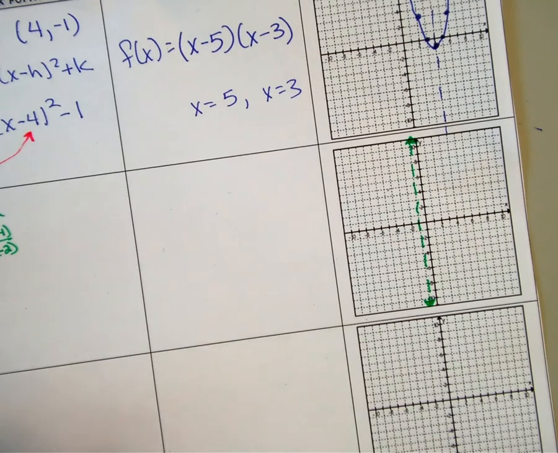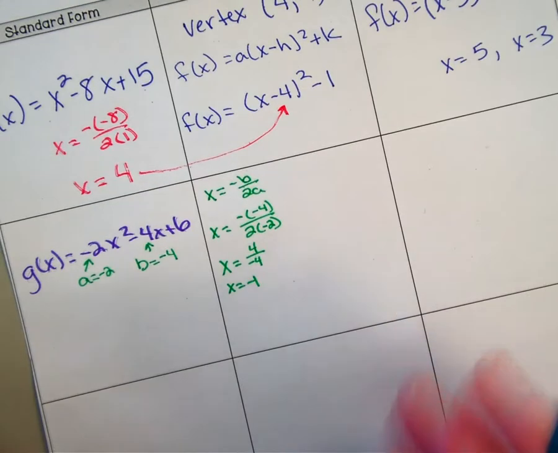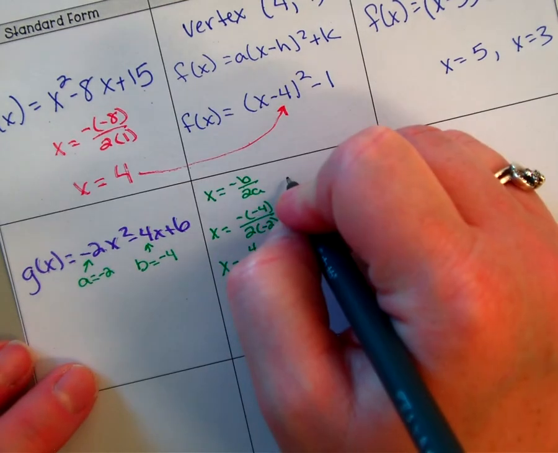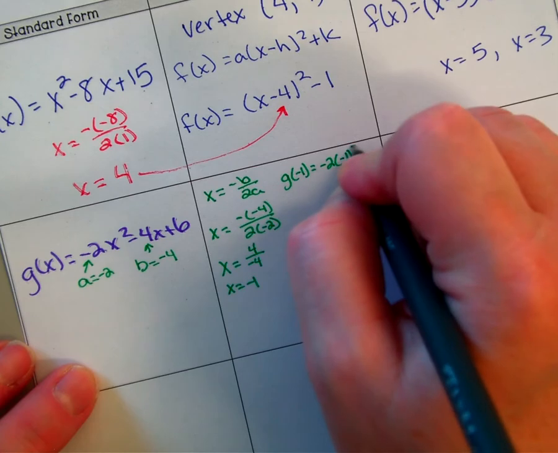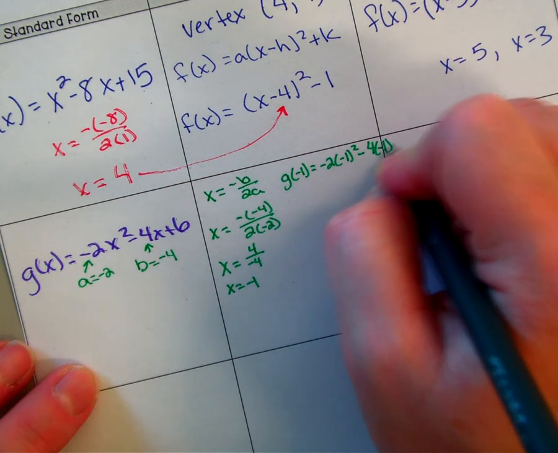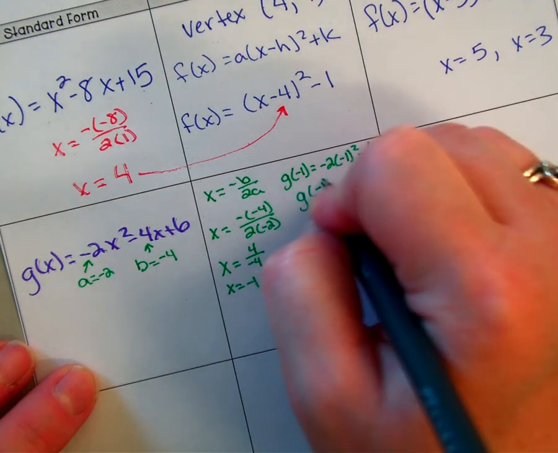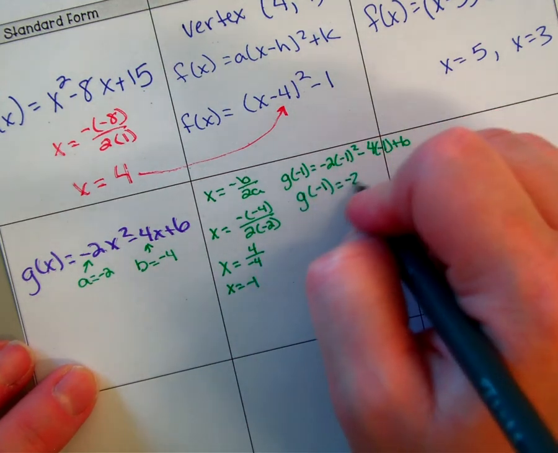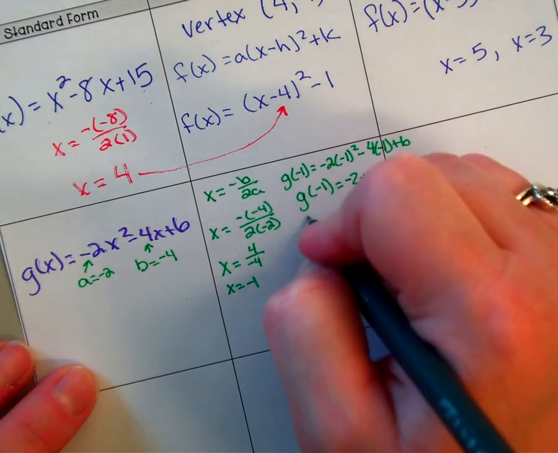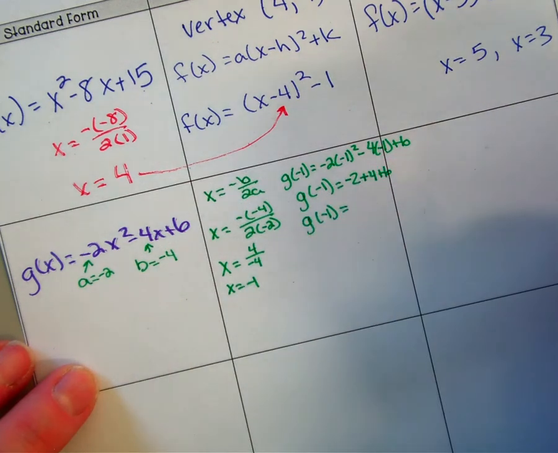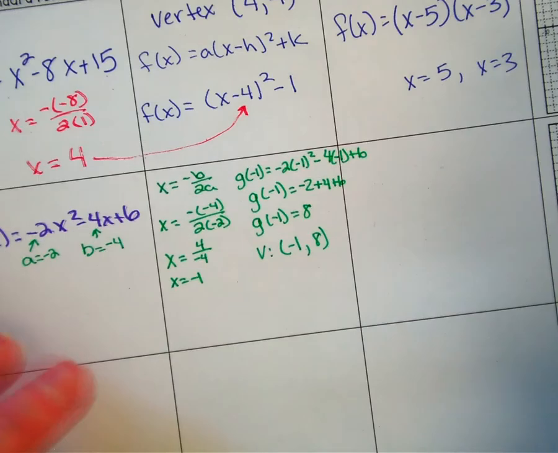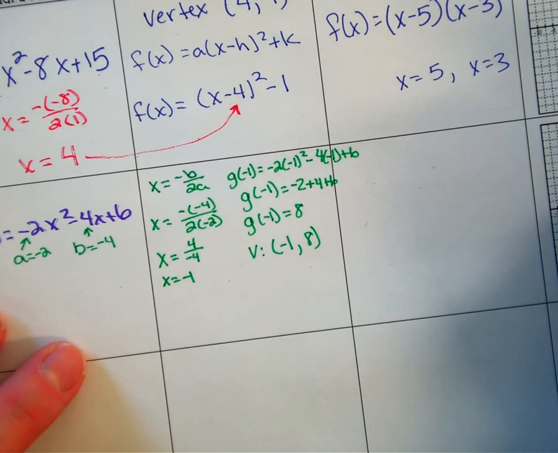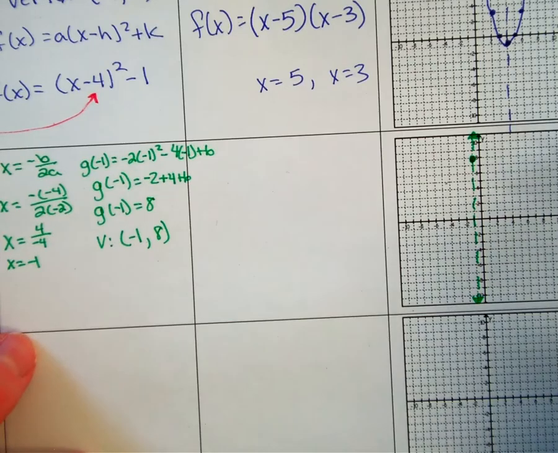Bam, axis of symmetry. So now, the one part we haven't seen yet, so I'm going to plug my negative 1 into my equation. So negative 2 times negative 1 squared minus 4 times negative 1 plus 6. So that's going to give me a negative 2 plus 4 plus 6. That's going to give me 8. So that means my vertex is going to be the point negative 1, 8. So I plot that point right there.